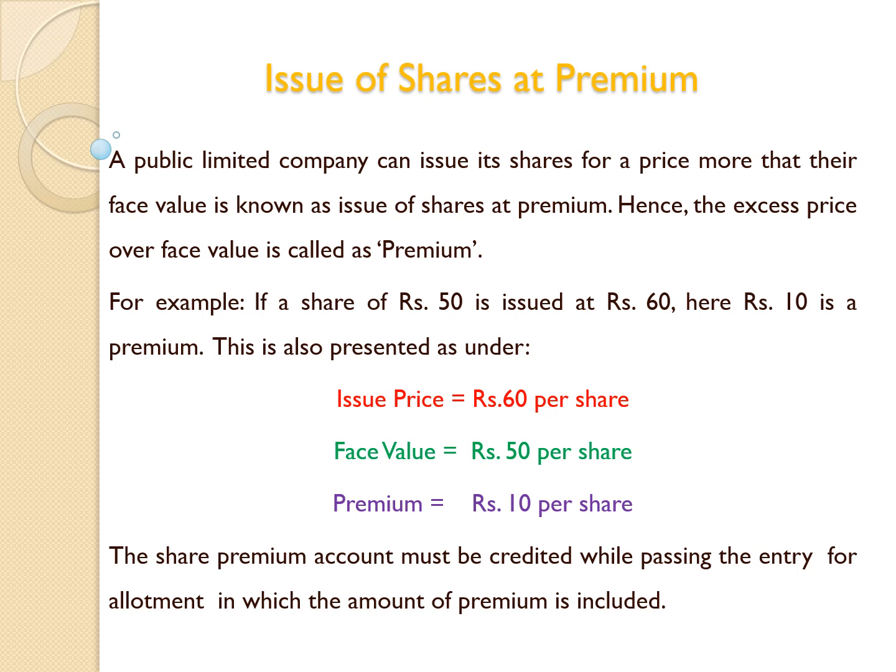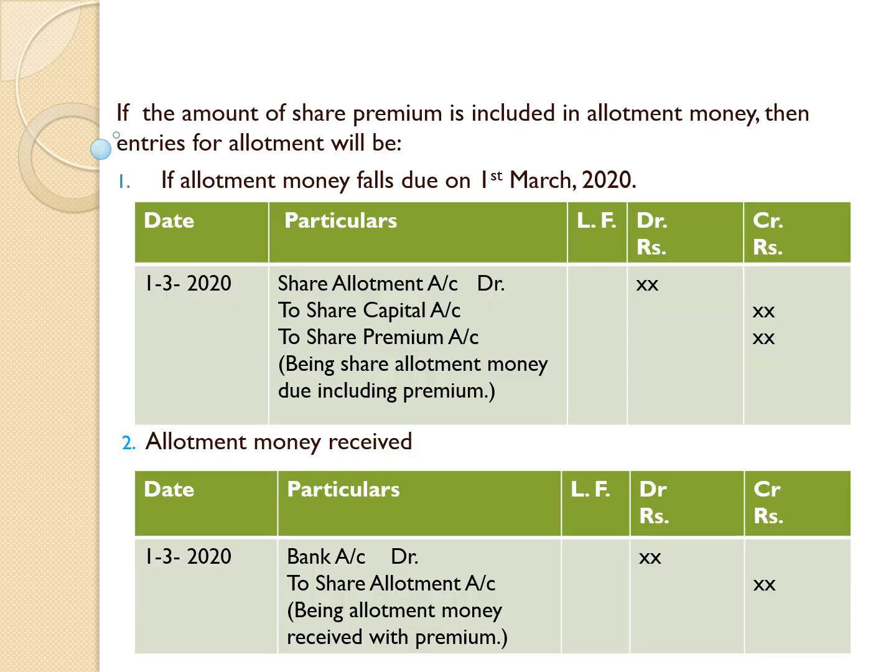The share premium account must be credited while passing the entry for allotment in which the amount of premium is included. In the installment system, the price of a share is collected in a number of installments, say application, allotment, first call and final call. Instead of collecting the price in lump sum, a number of installments are allowed.